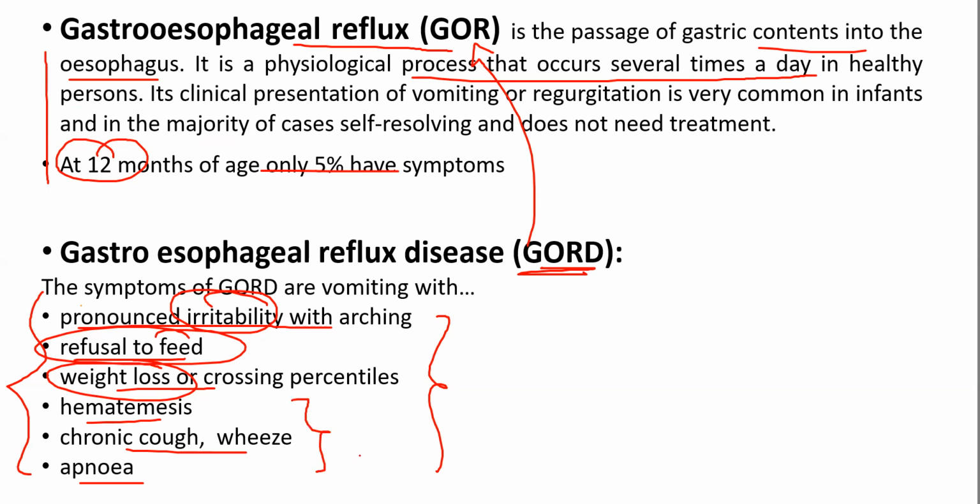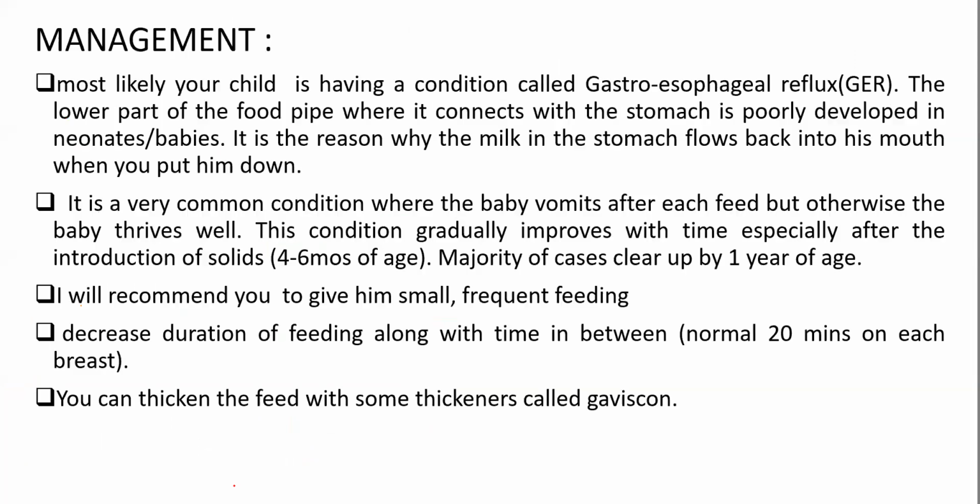Ask about any blood in the vomiting, any coughing episodes, especially at night time, any musical sound from the chest, which is wheezing, and whether you have noticed that your child stops breathing for a few seconds while sleeping. That's apnea. So just this will be added in the history. Apart from that, everything is the same.